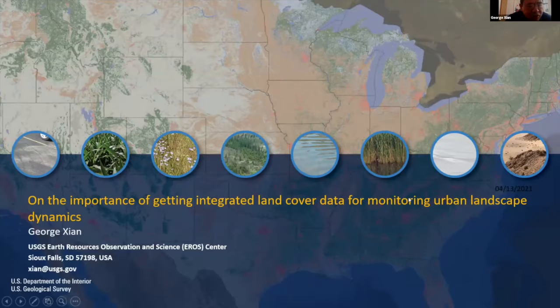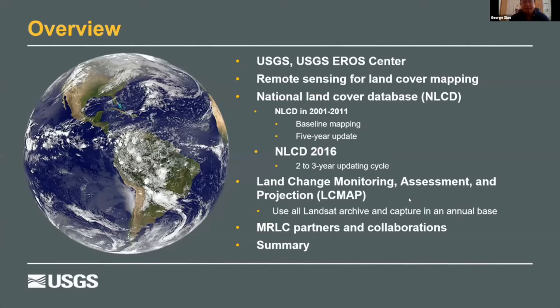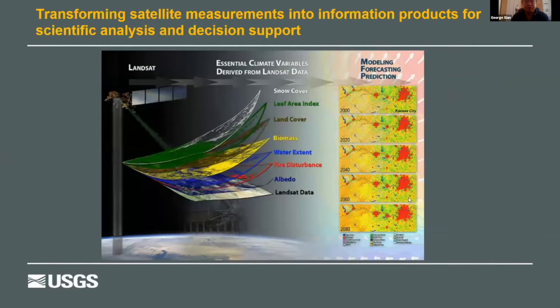All right, good. I'm glad to give this talk about integrated land cover data for monitoring urban landscape dynamics. My name is George Shan, I work for the USGS AIS Center in Sioux Falls, South Dakota, USA. I'm going to give a very general introduction about our center and also remote sensing data for land cover mapping and NLCD, and then our recent land change monitoring assessment and projection LCMAP activities, and also a summary of this talk.